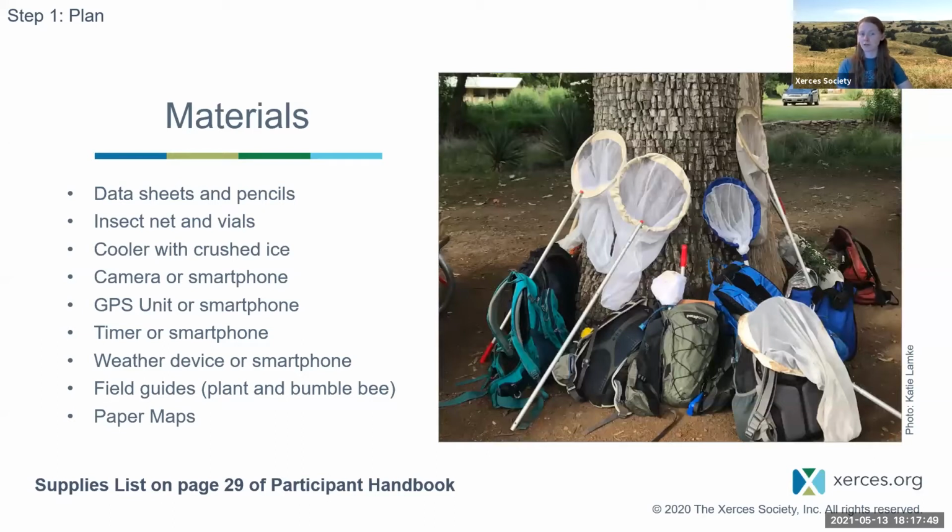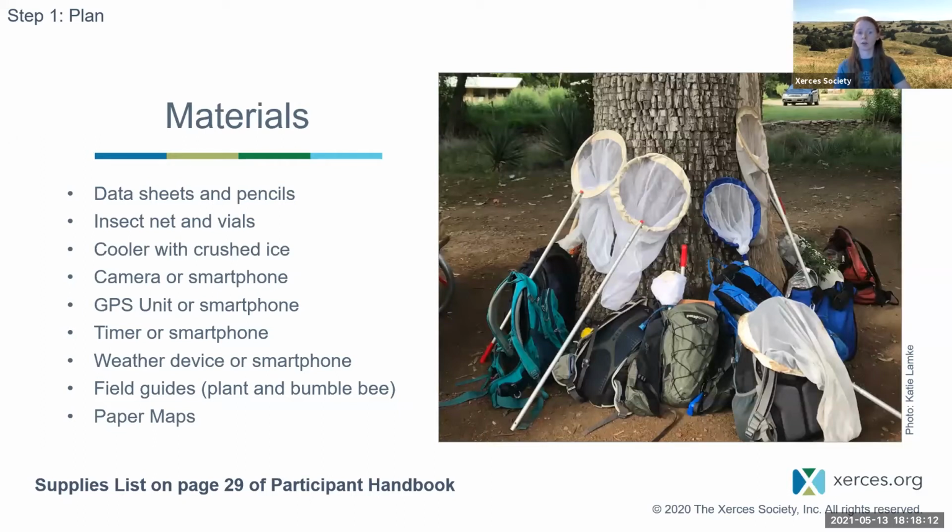You can purchase vials, but you can also use repurposed vials that you might have lying around your house. Small glass jars work, small plastic vials work. You can get quite creative with what you can catch bees in. You'll also want to bring a cooler with crushed ice. We find that crushed ice works the best compared to something like ice packs. They don't seem to chill the bee quick enough.